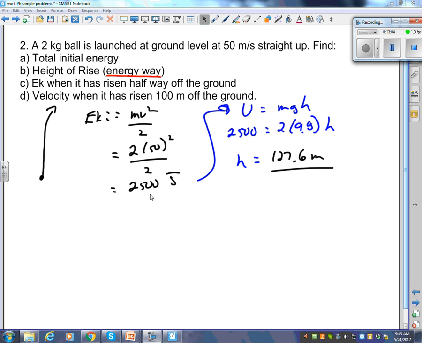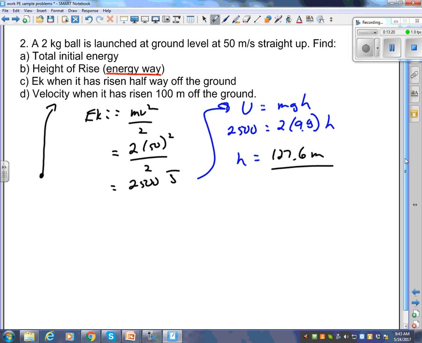Like, that would be the easiest thing, wouldn't it? Halfway up, half the kinetic energy, wouldn't it? Do you kind of get the feeling that maybe something's worrying you about that? How am I going to do it? It'd be too easy. Okay. How am I going to find out its kinetic energy when it's risen halfway up the ground?